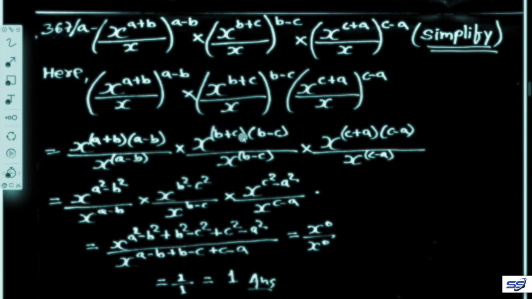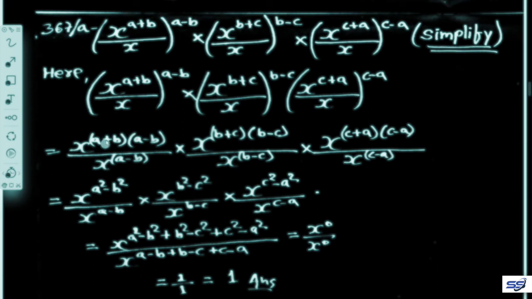Here, x power b plus c and this b minus c. X power b plus c into b minus c. In lower comes here, x power b minus c. Here comes x power c plus a into c minus a. This both power is multiplied. And if power multiplied with this lower one, it comes as x power c minus a.